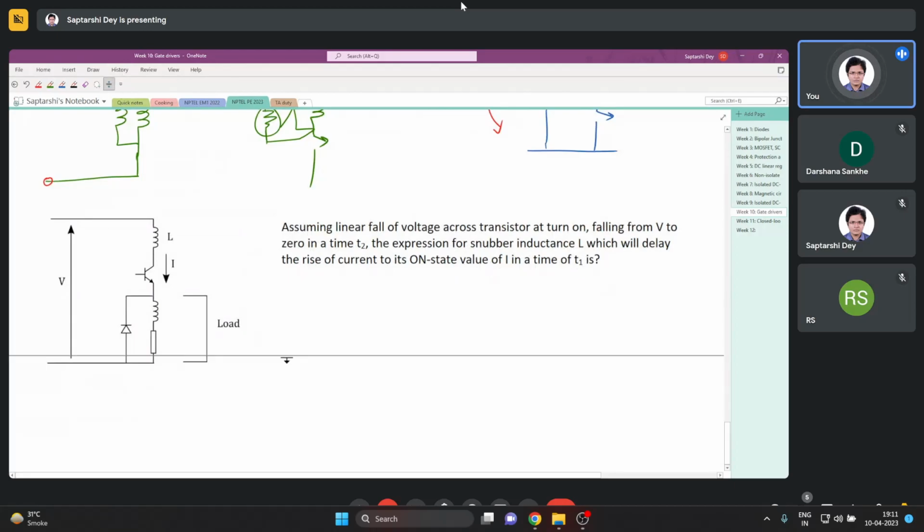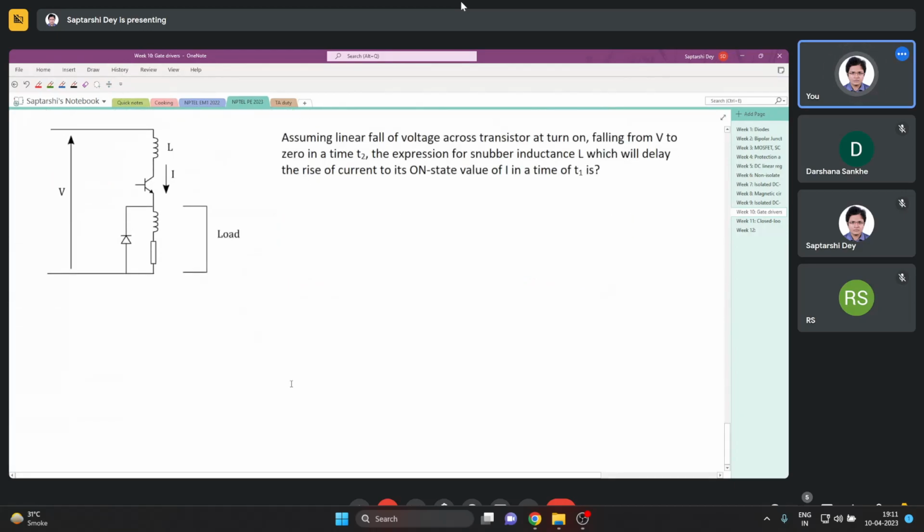All right, we will start with our last problem for today. It is a snubber circuit. What kind of snubber is this? Is this a turn on snubber or a turn off snubber? This is a turn on snubber.